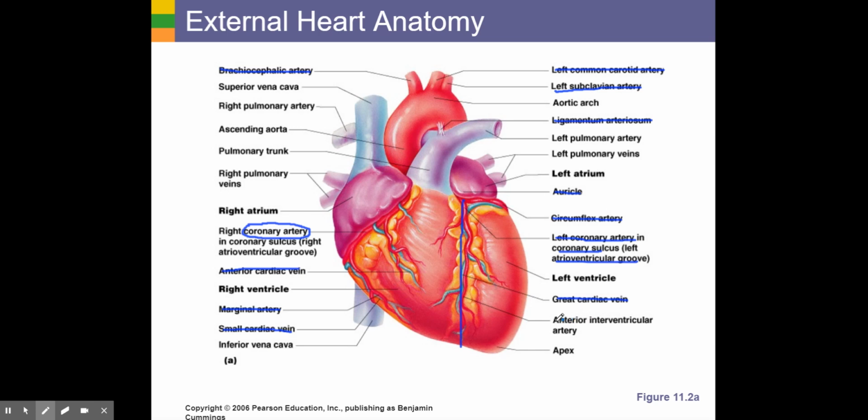Okay. I'm going to take out the anterior interventricular artery. We don't really need to remember that as well. But the last thing we need to know is this little point, which is the apex, which you learned in the last lecture is actually pointing towards the left hip. Okay, so those are your big things there.